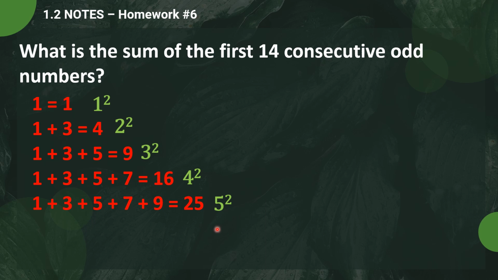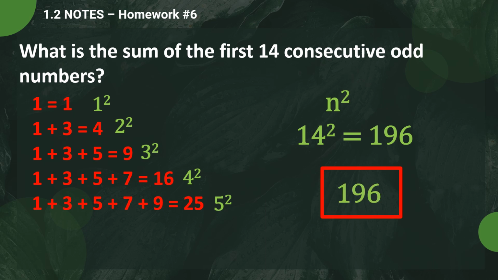So the pattern here would be to come up with a formula. So the formula is actually that it's the number squared. So in other words, the first 14 consecutive odd numbers should be 14 squared. So if I'm looking for 14 consecutive, then I'm going to say 14 squared, which is 14 times 14, which turns out to be 196. So the answer to this question is 196.